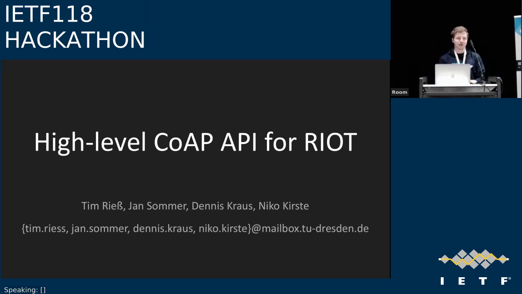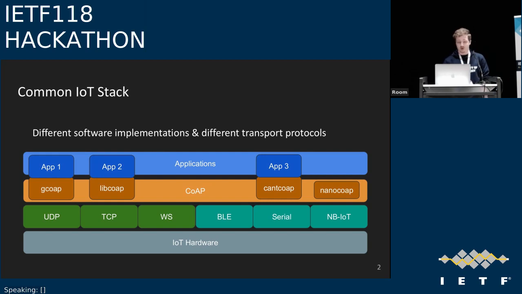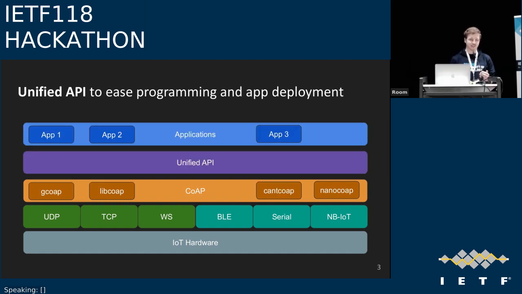Well, hi. So we are students from the Technical University in Dresden, Germany, and our project is to design and implement a high-level CoAP API for the RIOT operating system. So the problem is that currently an application is restricted to use only a single library for CoAP, which also restricts it to a specific or a very little amount of transport protocols or transport methods. And we want to change that so that an application can just build on top of our unified API. And the API basically combines the functions and transports of the multiple libraries so that we have a simple to use and very broad library for CoAP.